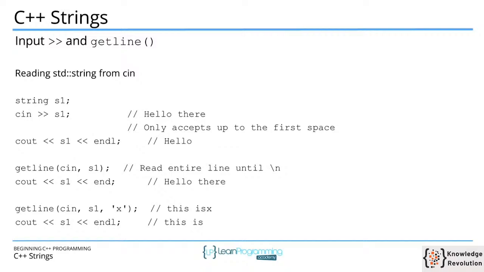The other variant of getline has another element in the parentheses. The first two are the same as before, the input stream and the C++ string variable name. The third is called the delimiter. This is the character that you want getline to stop reading input at. So as long as the user doesn't enter this character, everything will be stored in the string variable. Once the delimiter is seen, it's not included in the string variable and it's discarded. In the last example, I'm using a lowercase x as the delimiter. So if I type "this is x", then the string stored in s1 will be "this is", and the x is discarded.